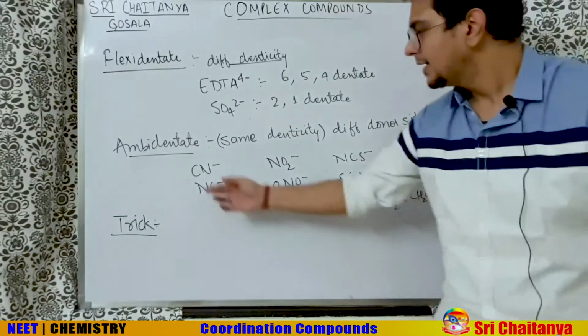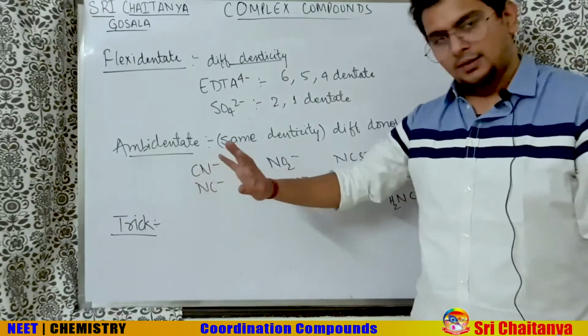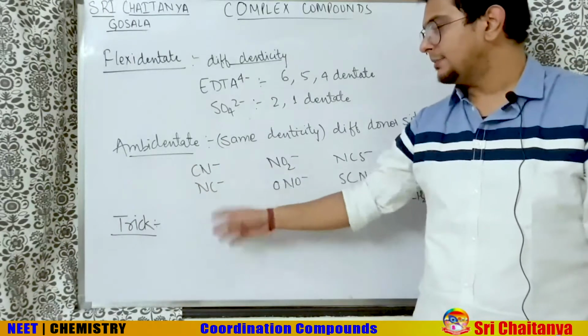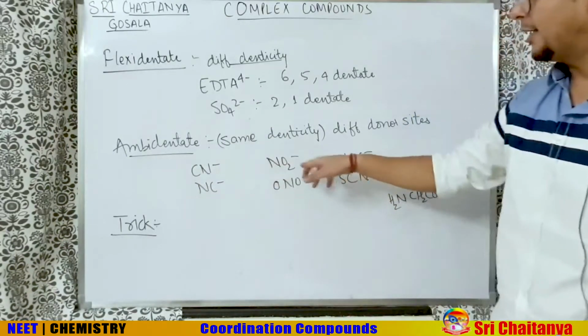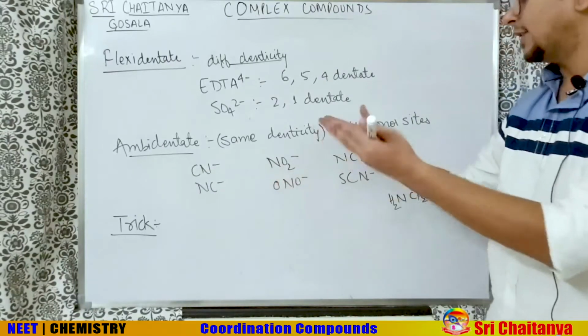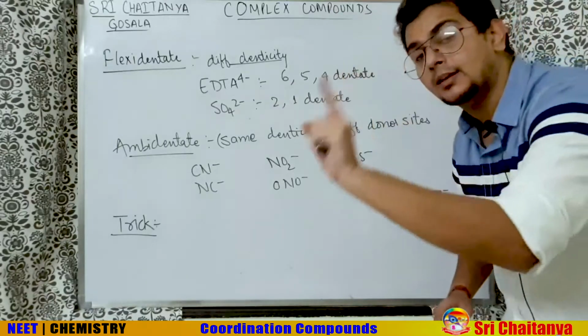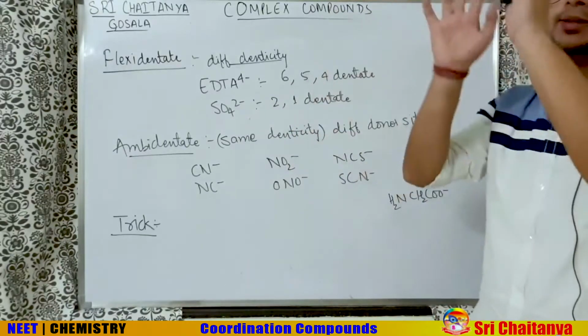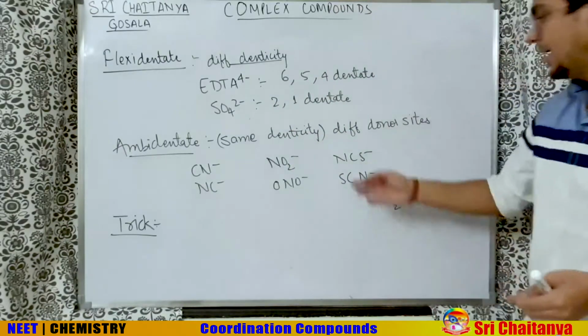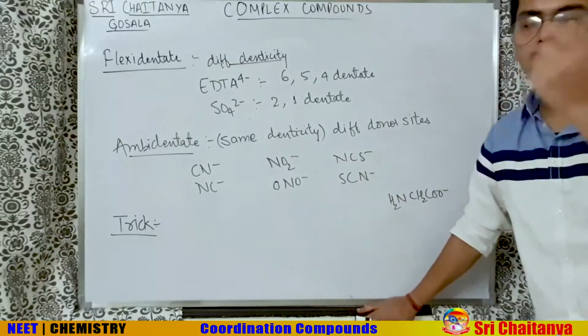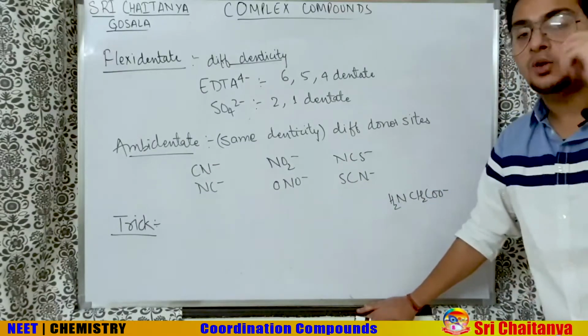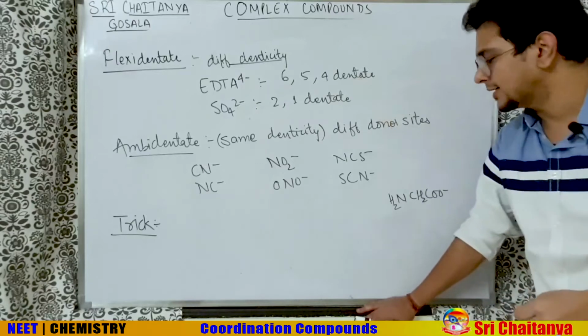For example, in CN-, carbon donates the lone pair. In NC-, nitrogen can donate. Similarly, in NO2-, nitrogen as well as oxygen can donate the lone pair, but at a time only either nitrogen will donate or oxygen will donate. Similarly, in NCS- also either nitrogen will donate or sulfur will donate, but yes, there are 2 different donor sites.